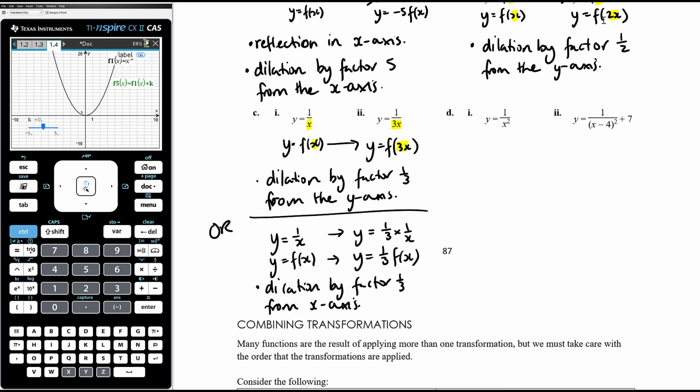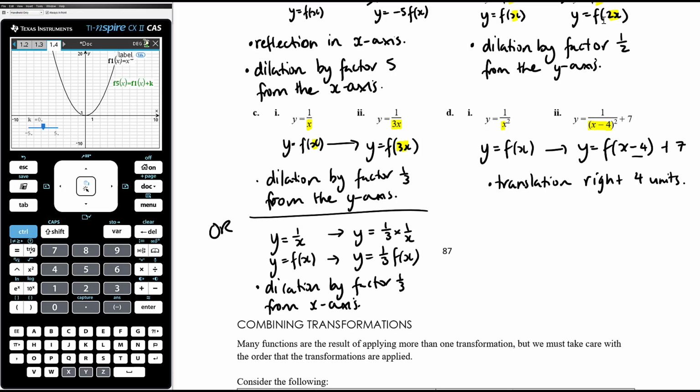Okay, finally here in part D, we've got a truncus. So if 1 on x squared is f of x, we now have 1 on x minus 4 all squared plus 7. Okay, so we've replaced the x with an x minus 4, which means it is f of x minus 4, and then we've stuck a plus 7 on the end. So that's the function that we've got there. Okay, so we know that f of x minus 4, that's a translation to the right by 4. Okay, and then the plus 7 on the end is a translation up by 7 units.